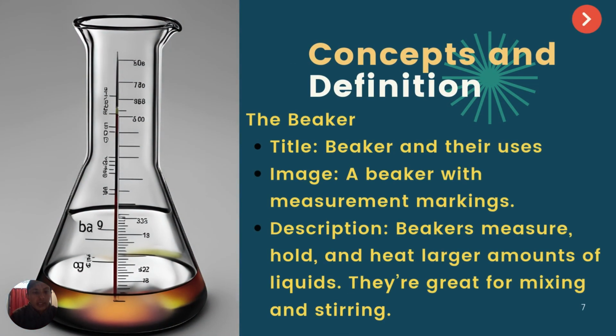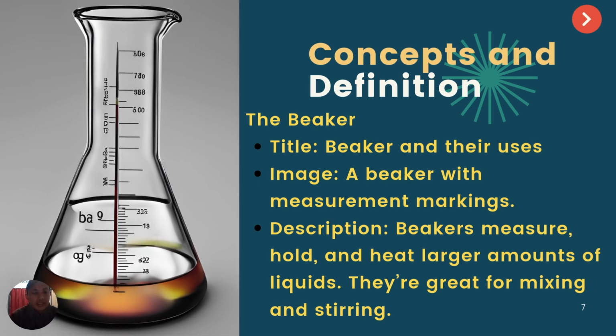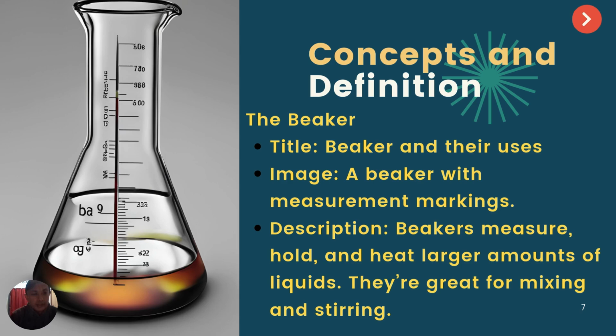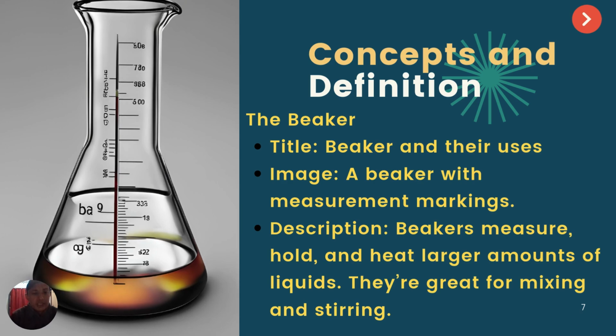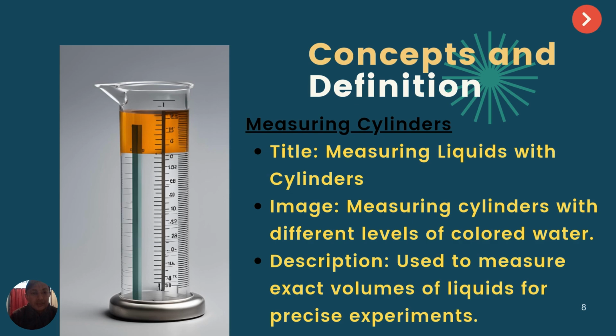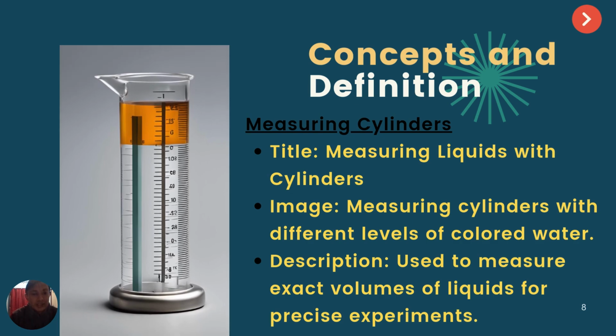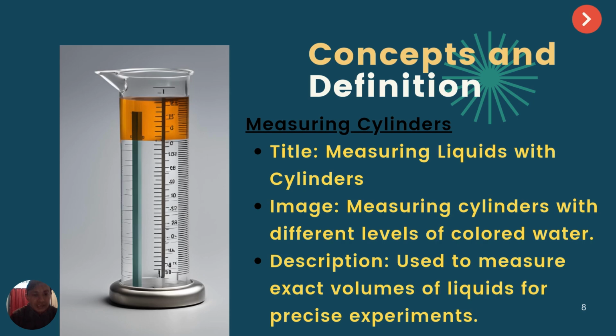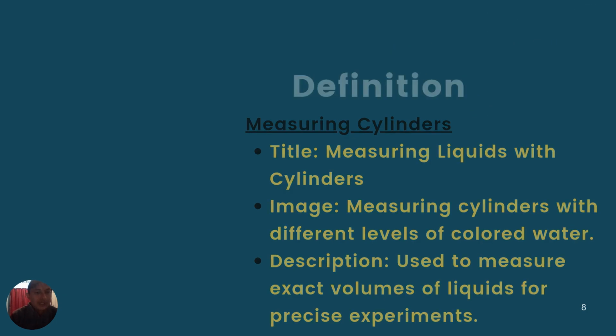And now after that, let's see the beaker. Here, different readings also you will see. This is a beaker, and these are different measurement markings as well. You can see nicely from the figure too. And after that, please see the measuring cylinder. That's the measuring cylinder. It is used to measure the exact volume of liquid for our experiment.